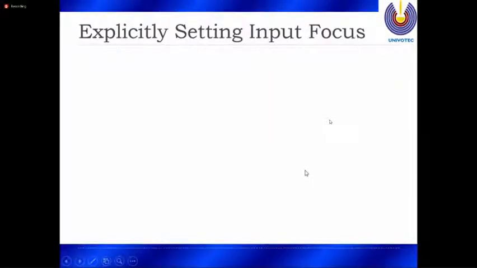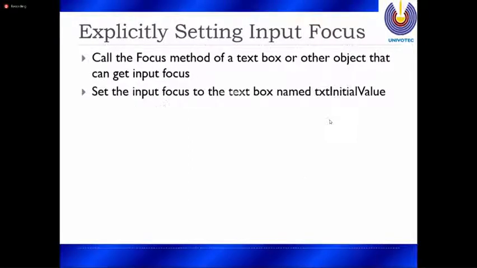To explicitly set the input focus, call the focus method of the text box or other object that can get input focus. You can check it: when you run your program, if you want your cursor on a particular object, set the input focus, the text box name, for example txt initial value dot focus, which focuses that text object.